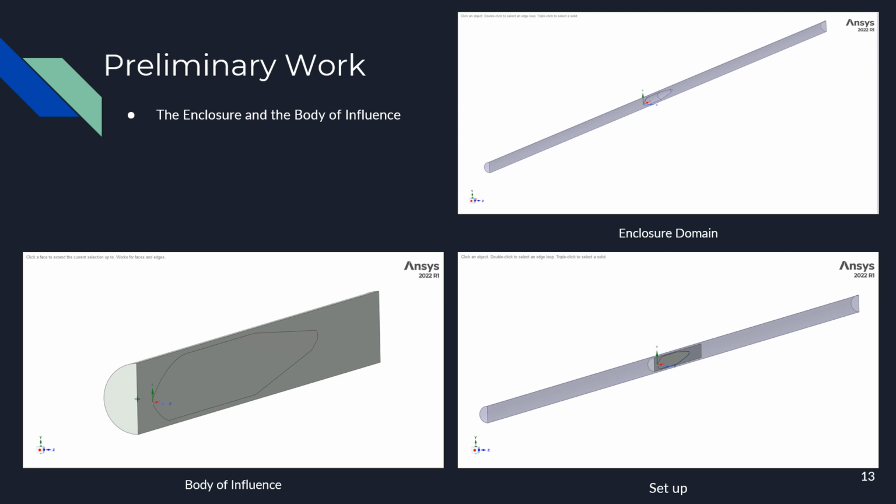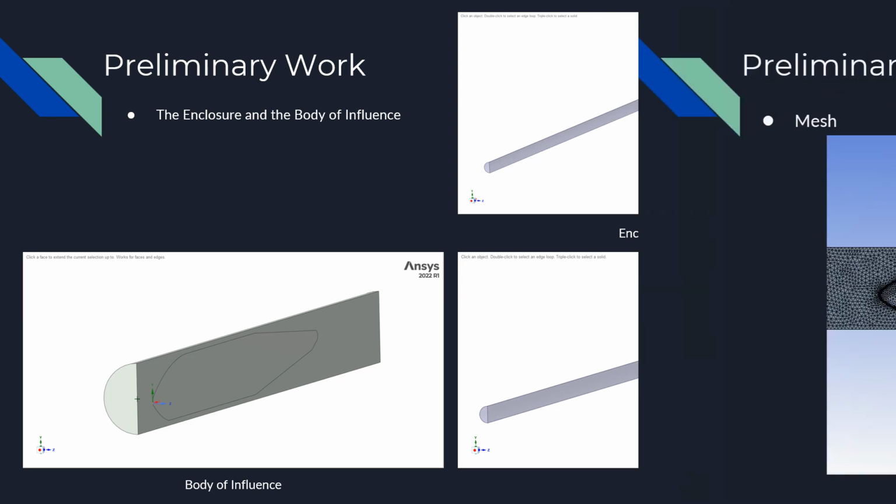Once the aeroshell is designed in SolidWorks, it is imported into SpaceClaim and the enclosure is designed. The figure on the top right shows the enclosure of the aeroshell. The length of the aeroshell is 100 meters. The figure on the bottom right is the aeroshell's body of influence. The figure next to it is the total setup of the model.